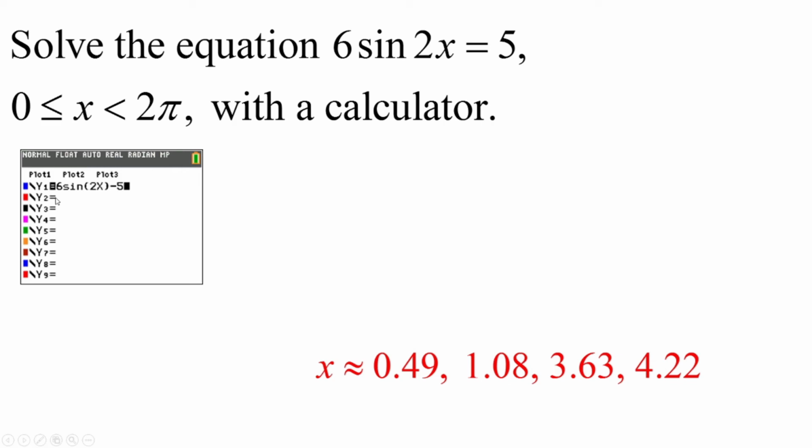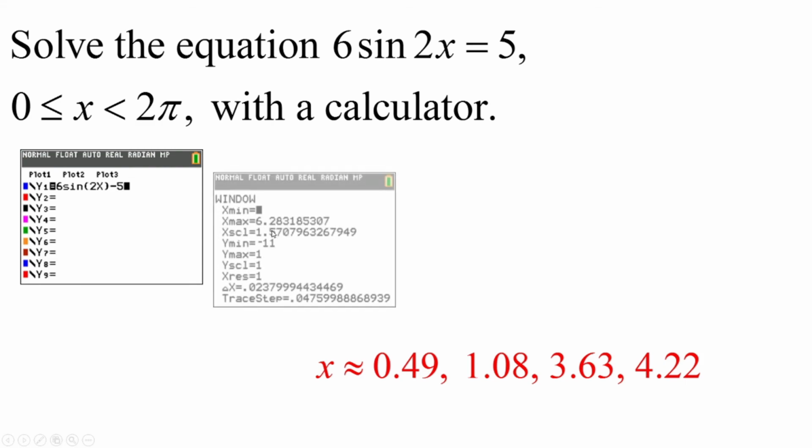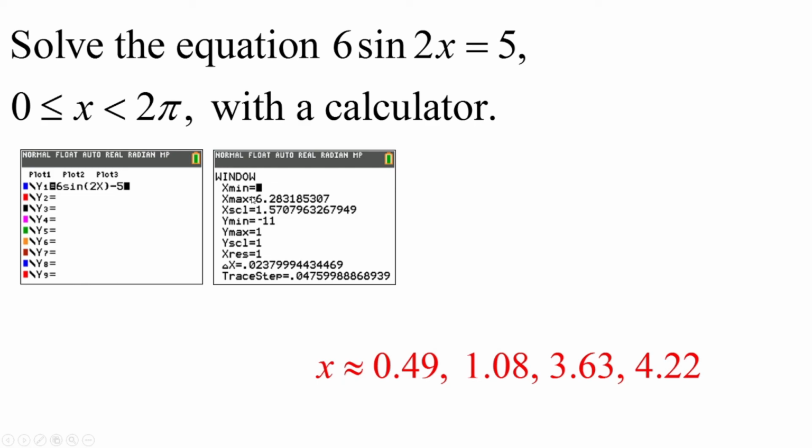I'm going to make my y sub 1 6 sine of 2x minus 5. All right. And now I need to put this on the appropriate window. So look what I did for my window. I'm going from 0 to 6.28 right there. And that's fine because that's beyond 2 pi, isn't it? But now look at what I did for my y min and my y max.